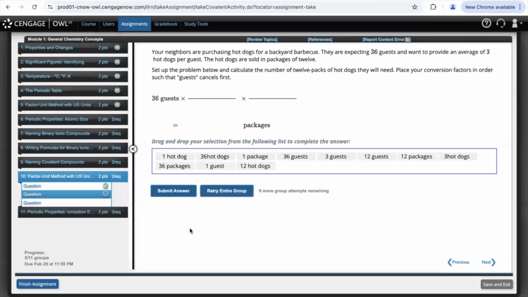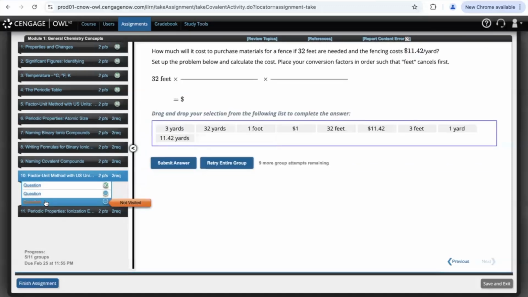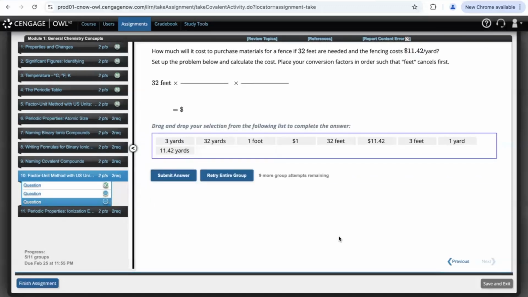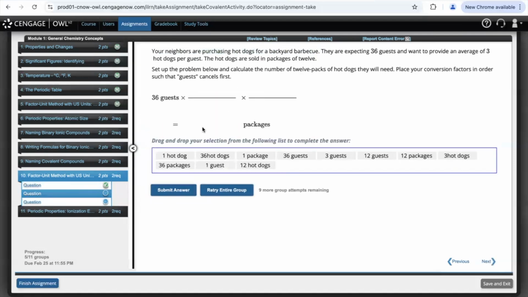All right, here's another one. That one looks a little weird. Let's do this. All right, feet. Oh, no, all of these look weird.